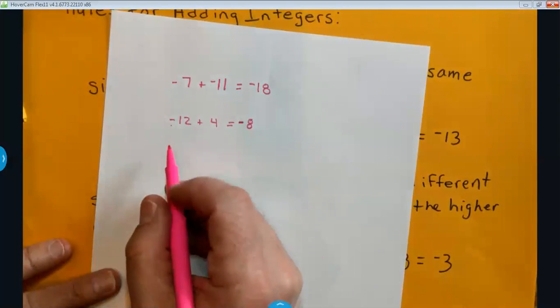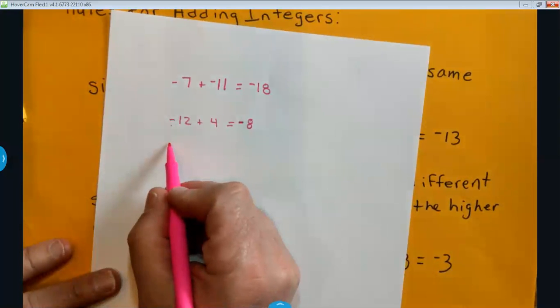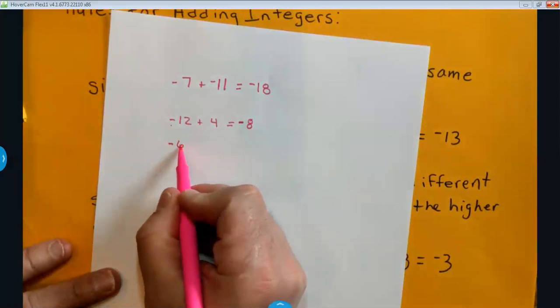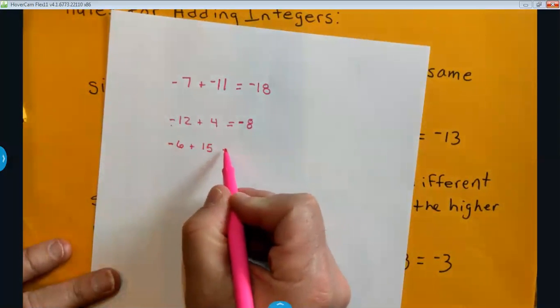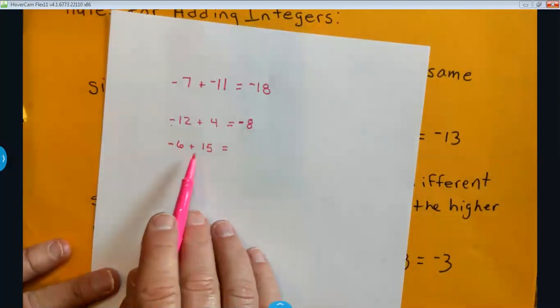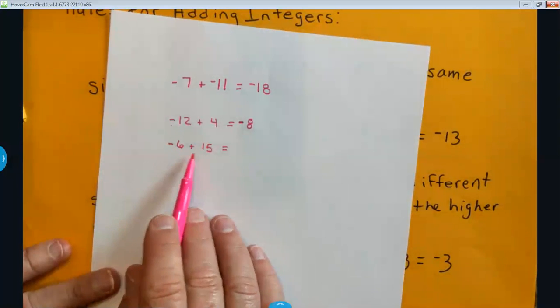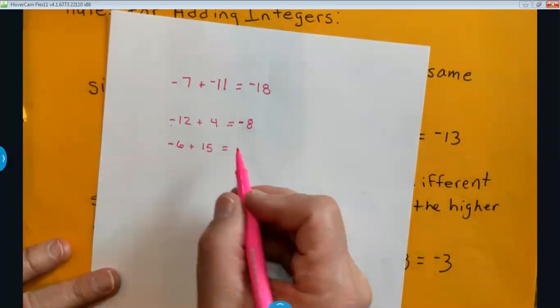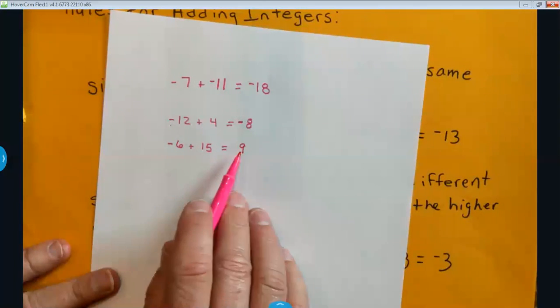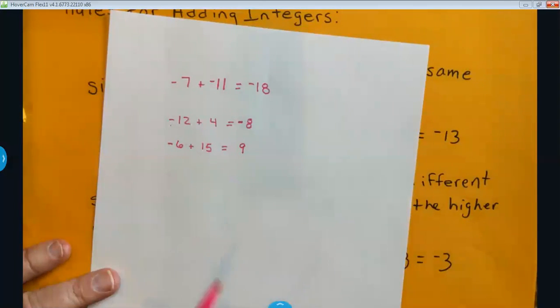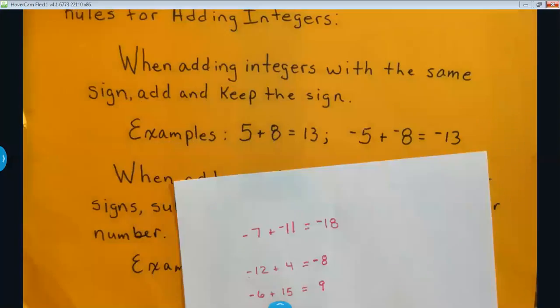One more example. -6 plus 15 equals. Now I'm adding two integers with different signs, so I subtract. 15 minus 6 is 9. The higher number is 15. Its sign is positive, so my answer is going to be positive. Okay?